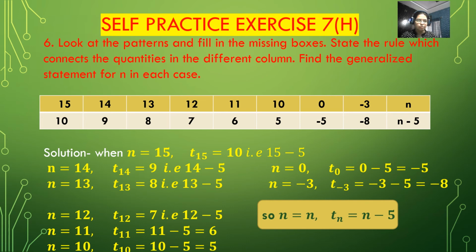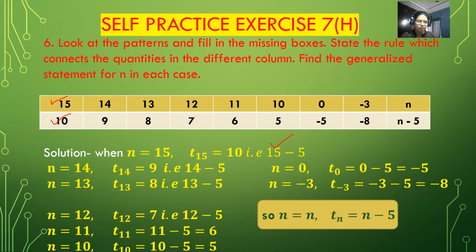Now we'll solve question number 6. Question number 6 is, look at the patterns and fill the missing boxes. State the rule which connects the quantities in the different columns. Find the generalized statement for n in each case. When n is 15, T15 given is 10. T15 is 10, that is 15 minus 5. N is 15, 15 minus 5 is 10.